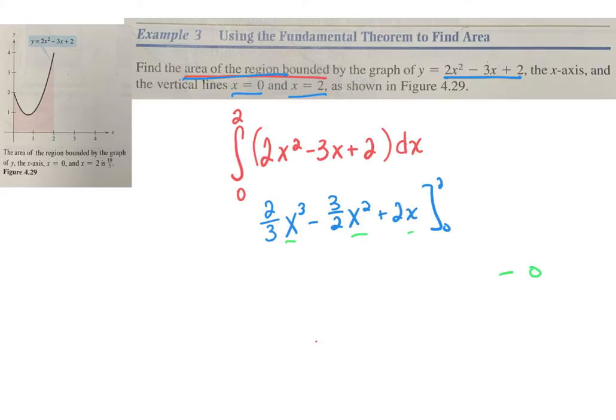Plug in your 2. 2 cubed is 8 times 2 is 16. That gives us 16/3. Plug in a 2 again. You get 4 times 3 is 12 over 2, so that's just going to give us 6. And then we have plus 4. So this, of course, is just negative 2. 16/3 minus 6/3 is going to give us our 10/3 there.